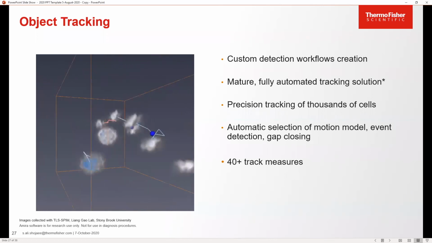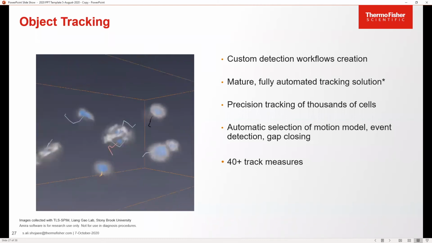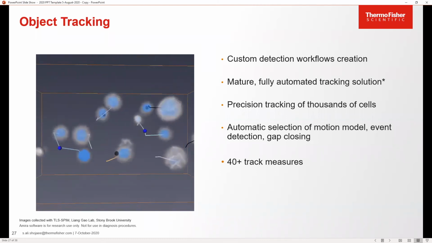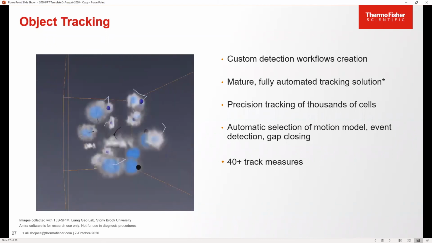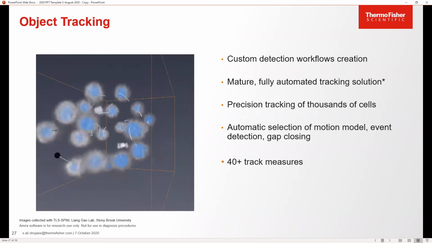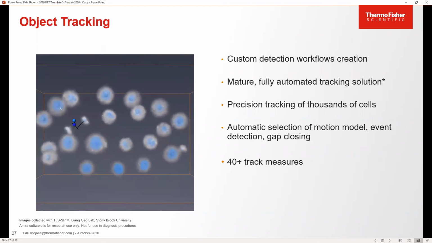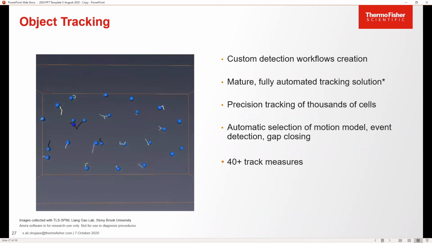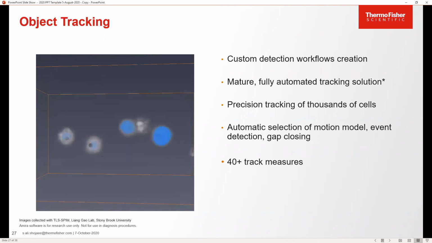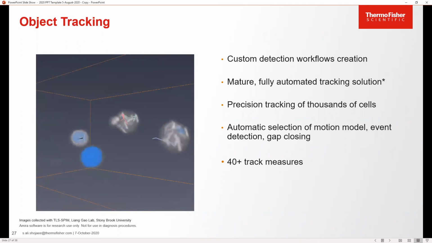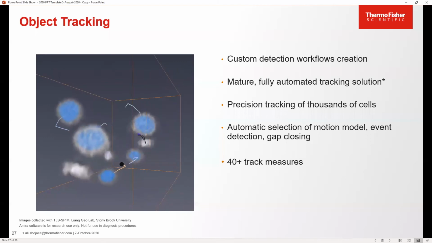It precisely tracks thousands of cells, and you can select the motion models. You can have event detection like disappearing or appearing, if they are merging together, or if a cell is separating. And once you do that, and once you create the track, there are over 40 track measures that are available for quantification. For example, the speed, the shape of the track, and many more.